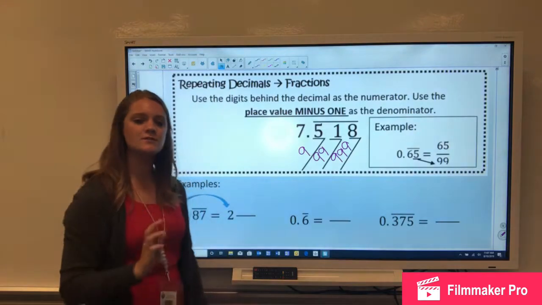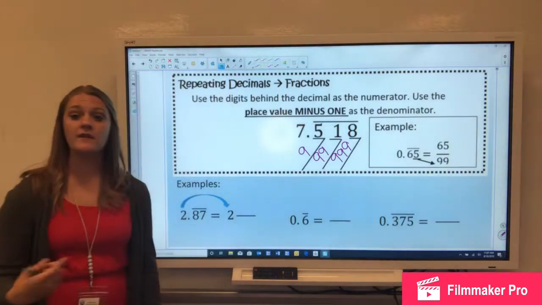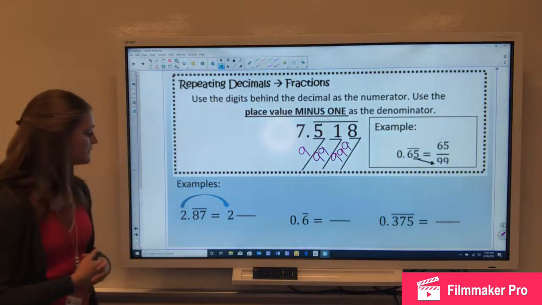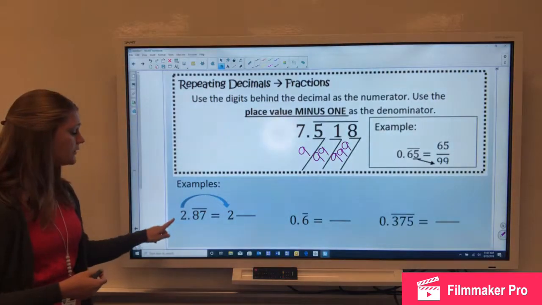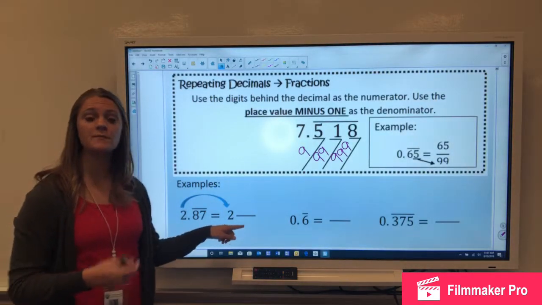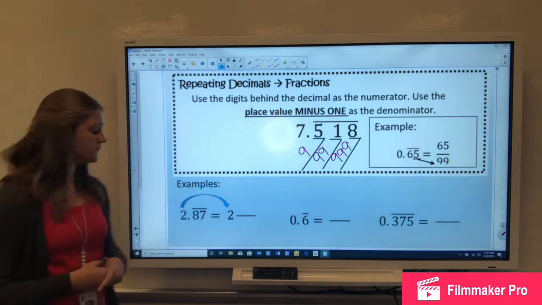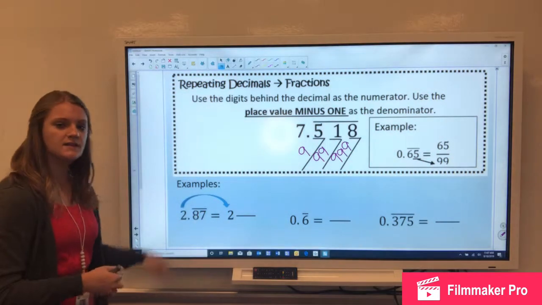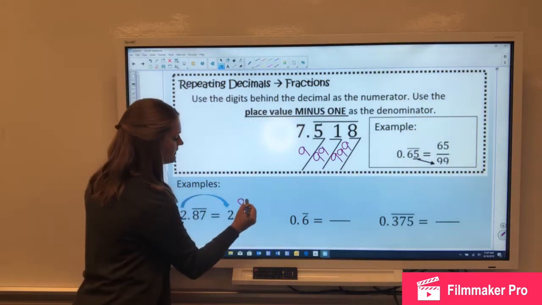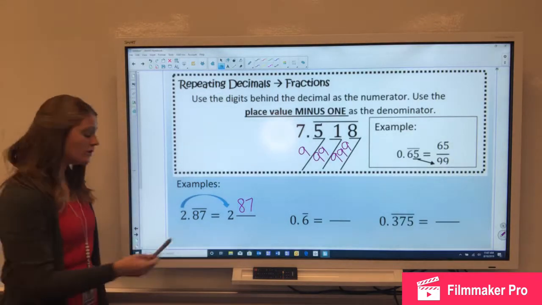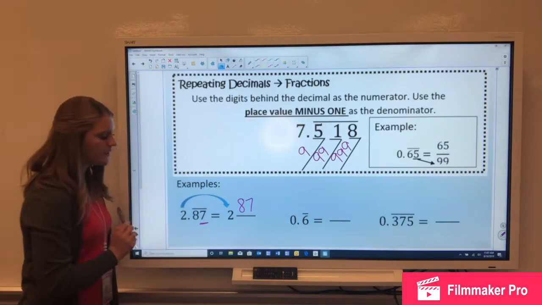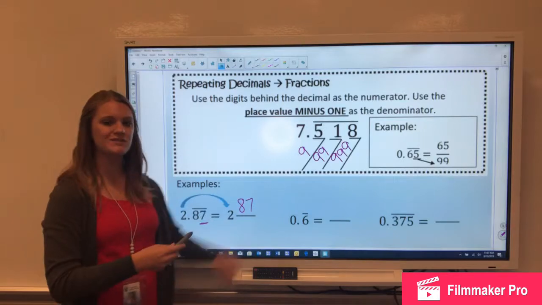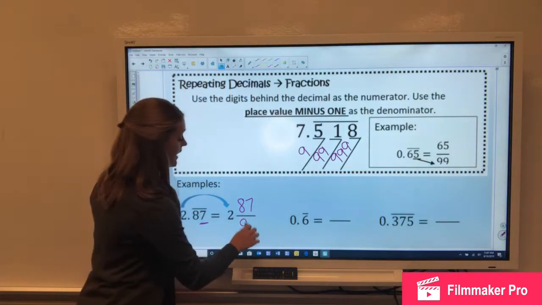All right, underneath those notes, we are going to write a few examples to practice this concept. So again, we're going to carry any whole numbers over. Those become the whole number in our fraction. So 87 is behind the decimal. It's going to be our numerator. Again, I'm not going to put a 100. It ends in the hundredths place, but it's repeating, so we're going to use 99 as our denominator.